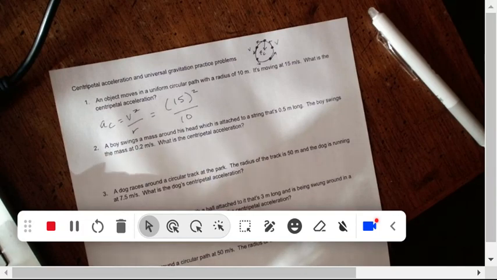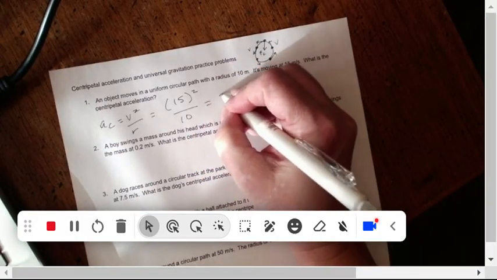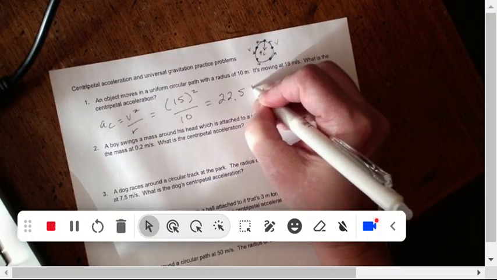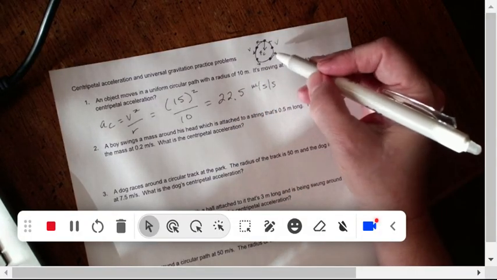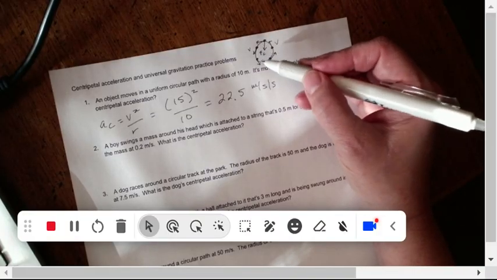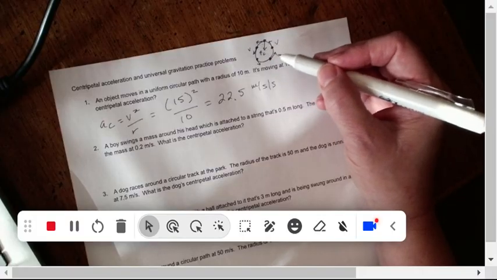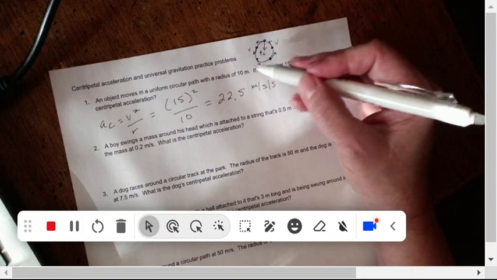Okay. Alright, so 15 squared is 225, and I divide that by 10, and that gives me 22.5 meters per second per second. So that's my acceleration of my object. And again, it's accelerating because the direction's changing. It's not because the velocity value is changing, the magnitude is staying the same, but the direction of it is changing. There's a net force keeping it in this circular motion.